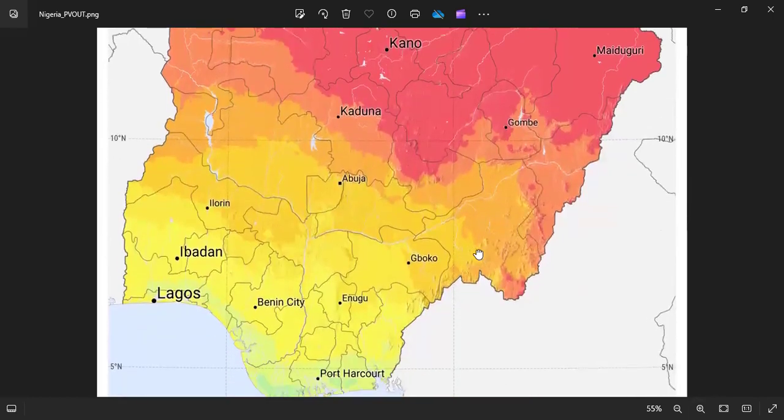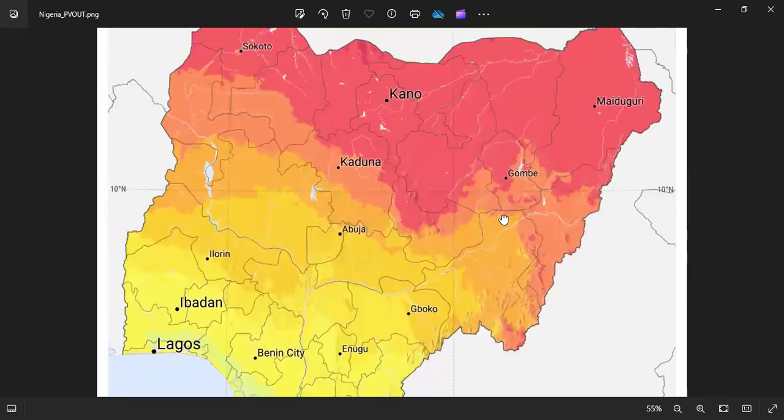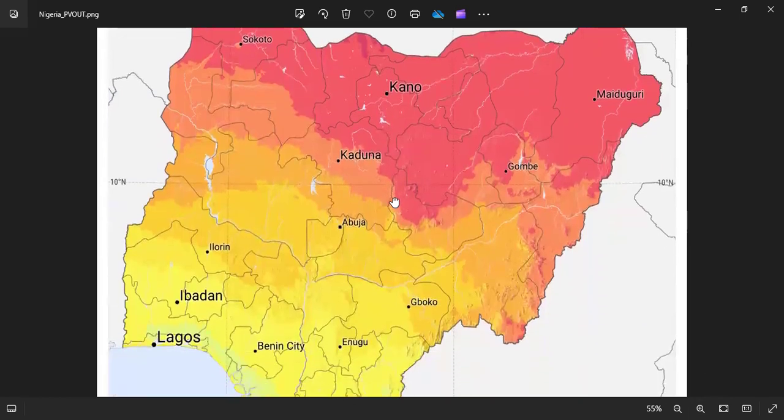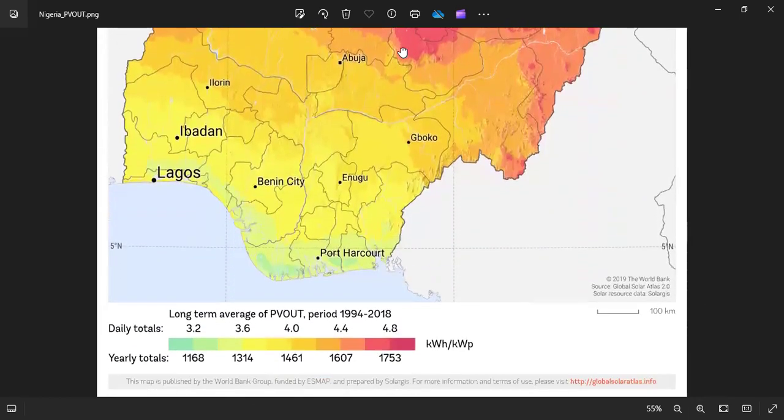We've seen some areas having red zone, which shows that they have high potential. The title of the map is PV power potential. So you should know that this map helps you in knowing the solar potential of a particular place. We're using Nigeria as a case study. If you look at the north, that's where the sun hits very well. If you look at the extreme end, the coastal areas, Lagos, Port Harcourt, all those places, you discover that they are in the green zone of the chart.